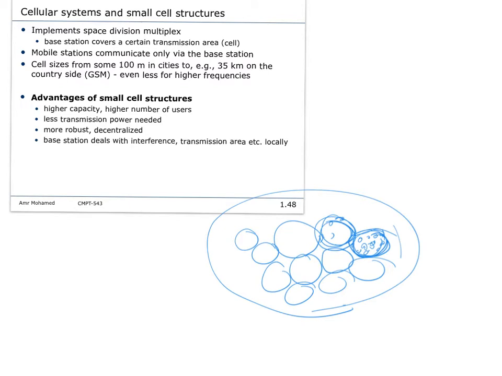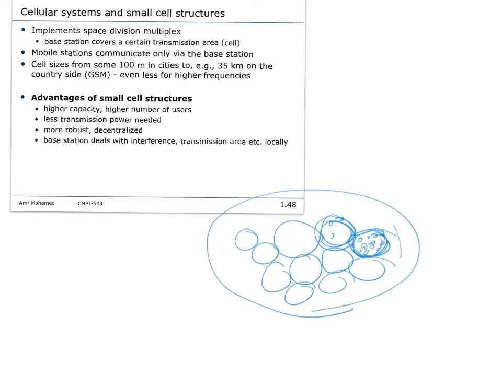Okay. The last one. Base station deals with interference and transmission area locally. So each base station deals with the interference in a small area. Okay? We'll have to deal with the interference in a small area, versus by increasing the area, you have more probability and more sources of interference, right? But if you use small cell structure, then you need to worry about interference from a smaller area. So the number of sources of interference will hopefully be less. By increasing the space, you have to deal with more sources of interference. Does this come for free?